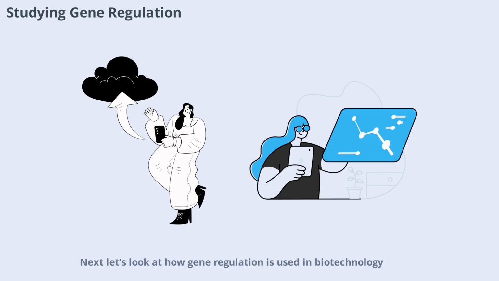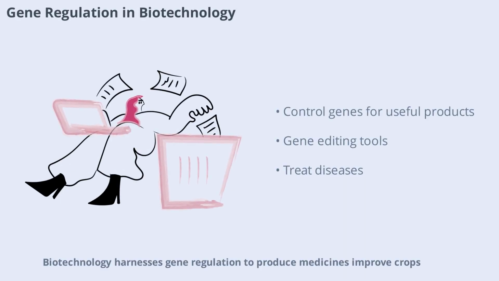Next, let's look at how gene regulation is used in biotechnology. Biotechnology harnesses gene regulation to produce medicines, improve crops, and develop new therapies. By controlling gene expression, scientists can make cells produce useful proteins like insulin or antibodies. Gene editing tools such as CRISPR allow precise changes to regulatory elements, opening up new possibilities for treating diseases.